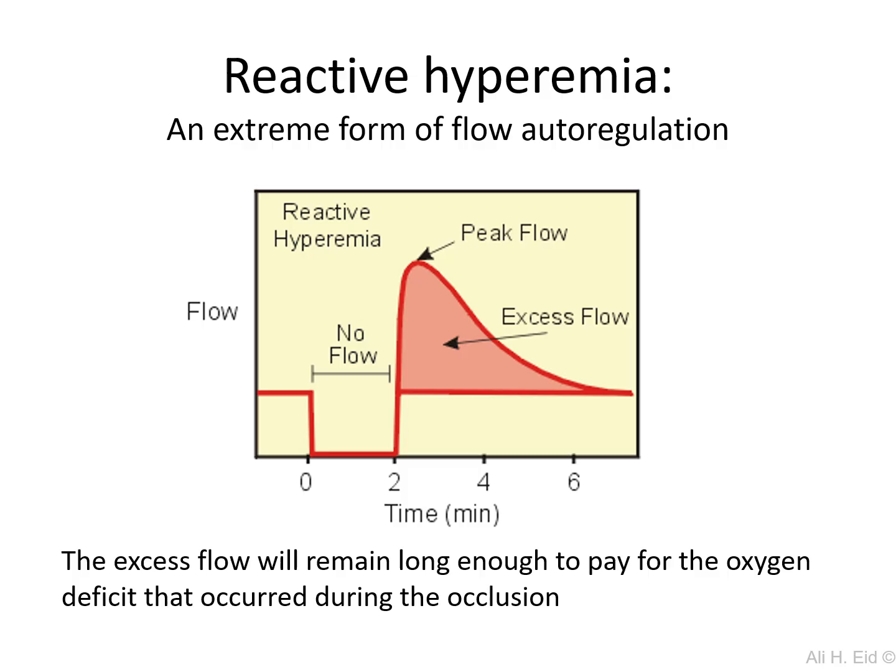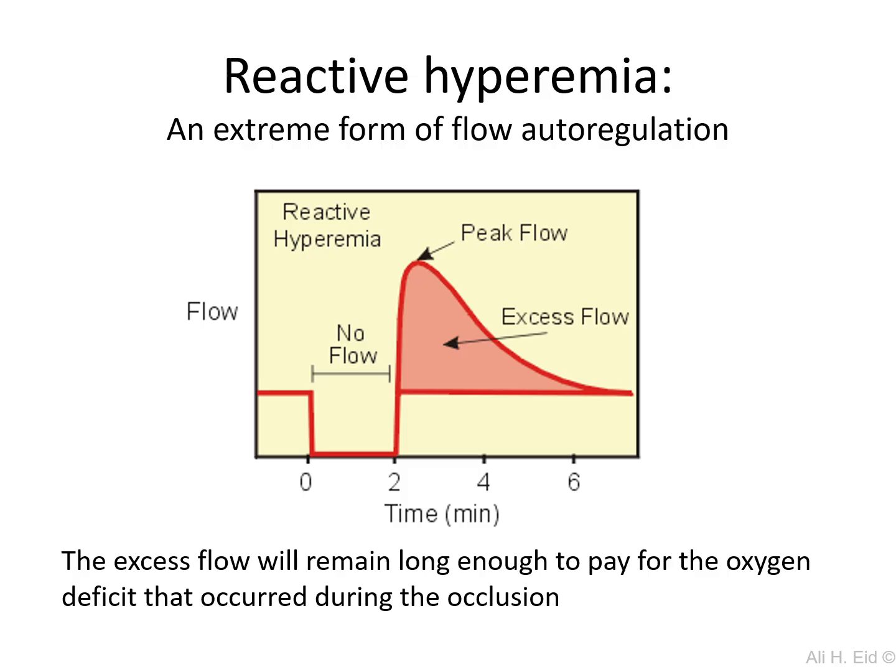Here what we're showing is reactive hyperemia, which is similar to flow autoregulation, except that it is an extreme form. What we're showing in this figure is the effect of a 2-minute occlusion on blood flow. What happens if you completely occlude this blood vessel, this artery? Blood flow goes to zero during the occlusion. When the occlusion is released, as you would expect, blood flow is going to increase. The important thing here is that it increases dramatically and quickly. That means hyperemia is taking place, and that increase lasts for several minutes.